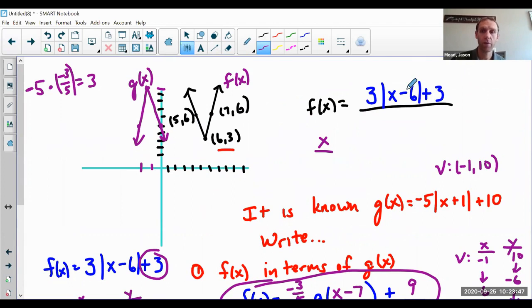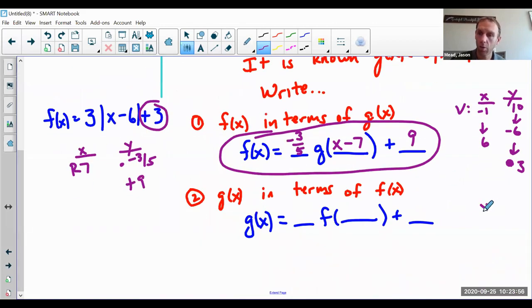So if I start at f, I had x at positive 6, and it gets to negative 1. So how do I go from positive 6 to negative 1? I have to move to the left 7. Okay, I have to move to the left 7. So since I'm moving to the left 7, what that means is I have to put a plus 7. Then the y always has the multiplying first.